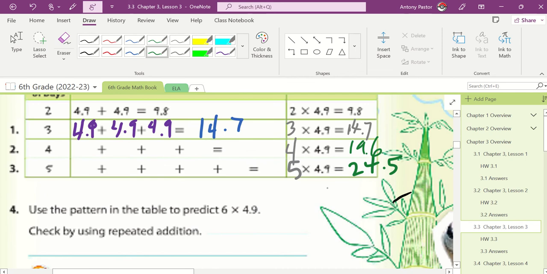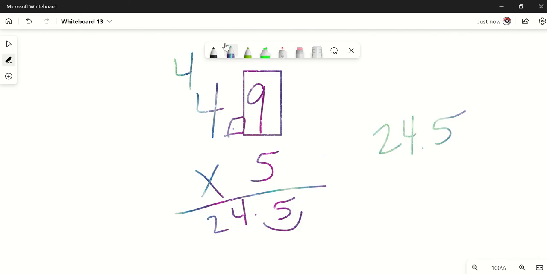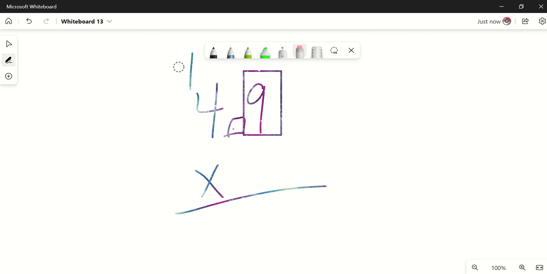When you have a table like this, another shortcut we could have done was just add 4.9 to each one. So if I added 4.9 to 14.7, I would have got 19.6. 4.9 to 24.5 will give me the next one, but we're not going to take the shortcut. Let's go ahead and knock this out. Let's do 4.9 times 6, and let's see what it would be.